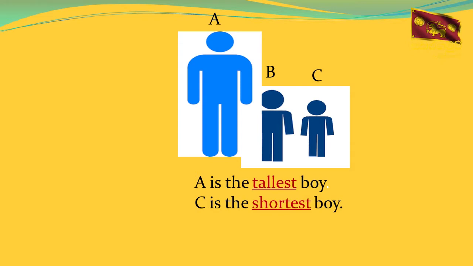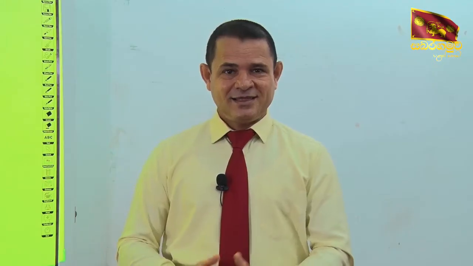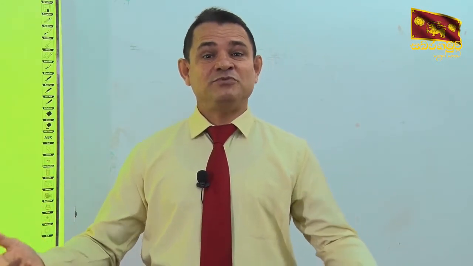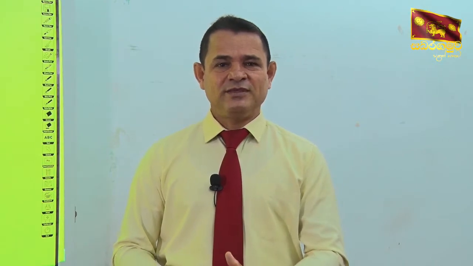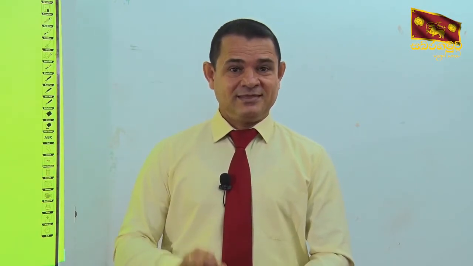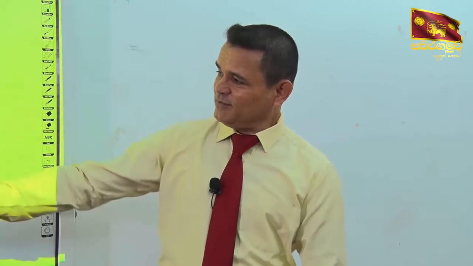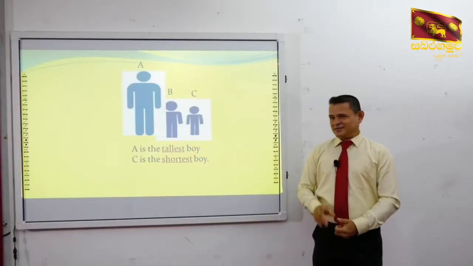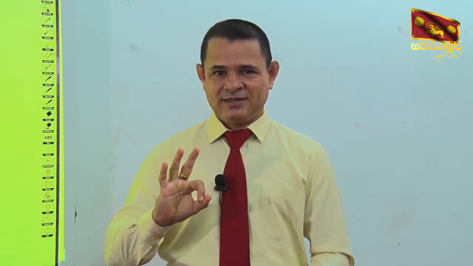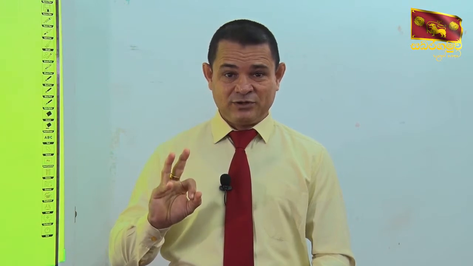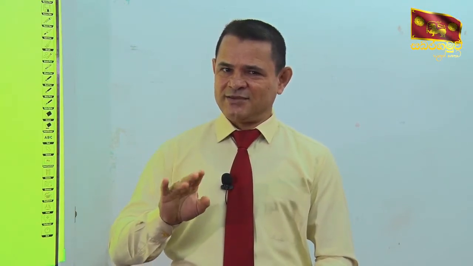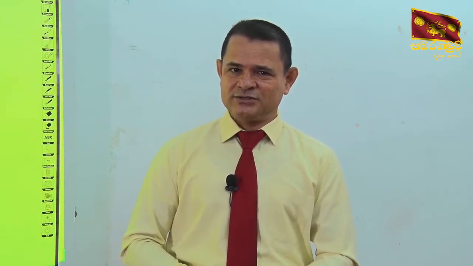C is the shortest, the longest, the fattest, the most beautiful. So when you talk of the superlative form, the third form of the adjective, the word the is there just before the adjective. That's what you have to remember. Now you know there are three forms of any adjective, that means positive, comparative and superlative. And you know these three different ways of using comparative and superlative.